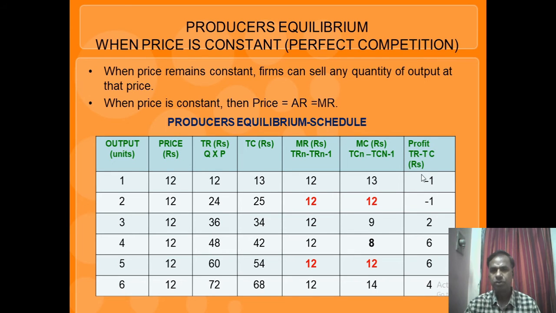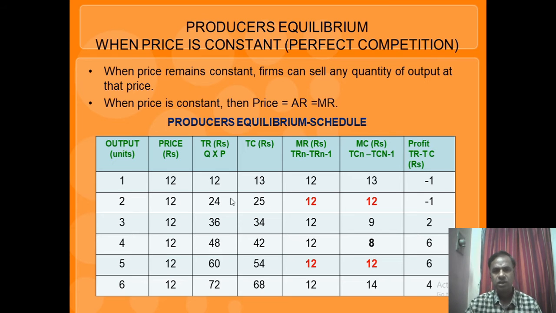Lastly, we will find the profit. TR minus TC. 12 minus 13 is minus 1, 24 minus 25 is minus 1, 36 minus 34 is 2, 48 minus 42 is 6. So this is the profit.